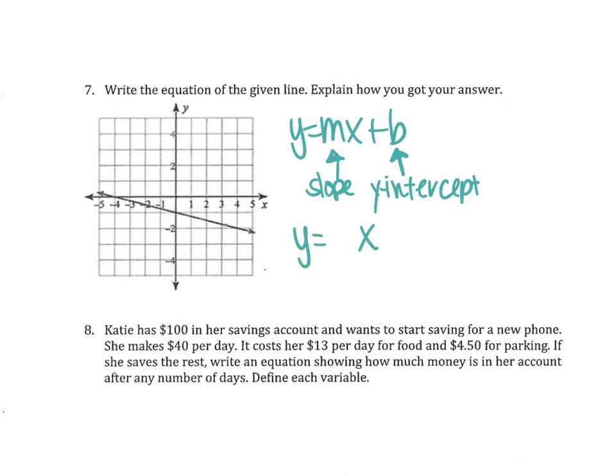So I need to still have y and x. Make sure you have x. People tend to forget that one. I think it's easier to pick the b or the y-intercept first, and it crosses the y-axis at negative 1. And then for the slope, you want to pick two nice even points. Well, there's an even point, and here's another one.